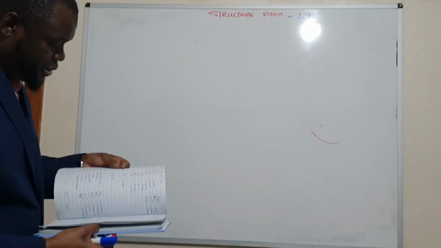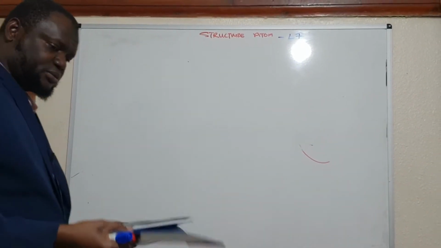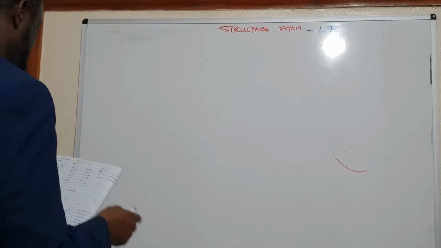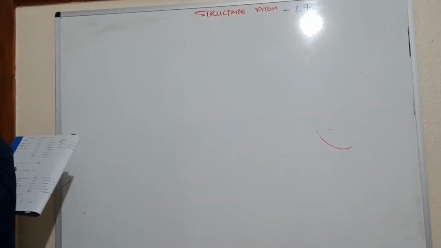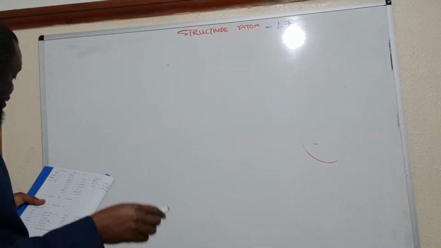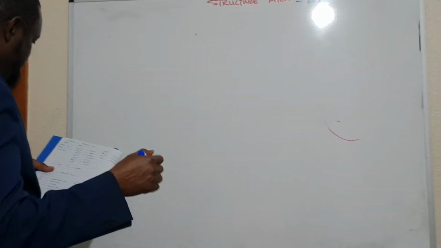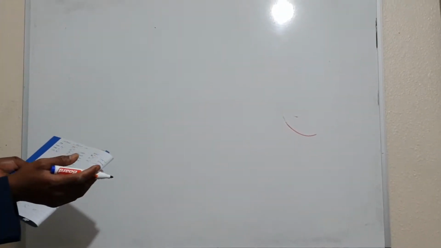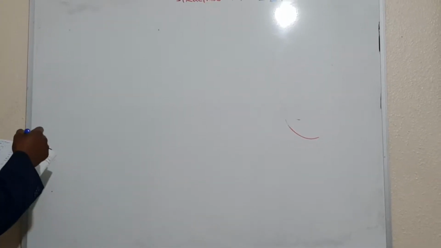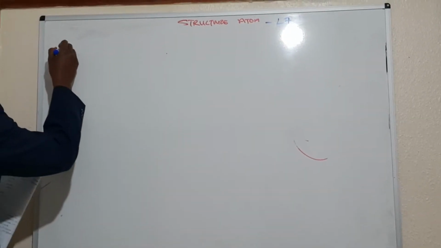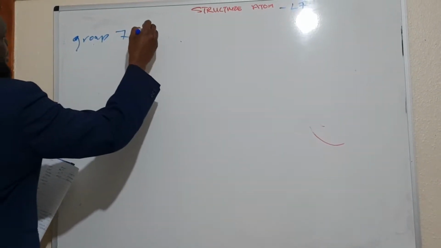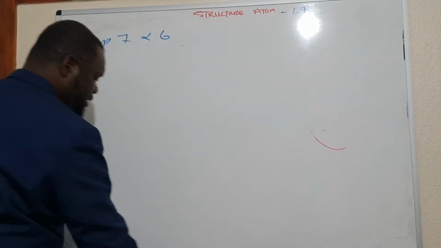Okay? Now, I have the list here. Most of the equations we do may contain these elements. Now, let's look at group 7. The majority is group 7. Group 7 and group 6, or 6 and 7, okay?